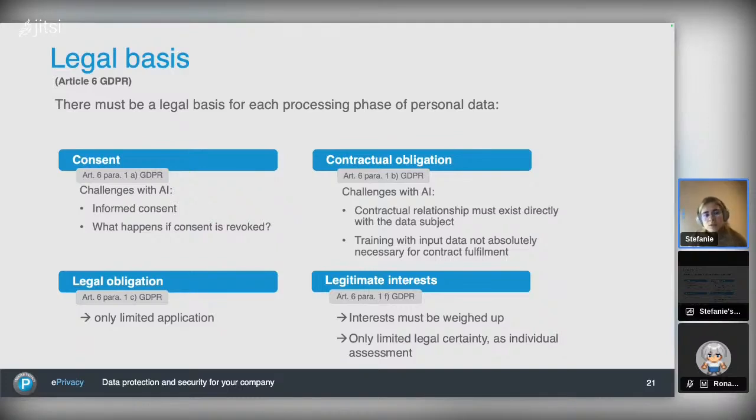And these interests must be higher than the rights and freedoms of the data subjects. So this is an individual assessment that we are doing with a processing activity. Because this is an individual assessment, this has only limited legal certainty, and it is rather likely that we will need consent for our processings.